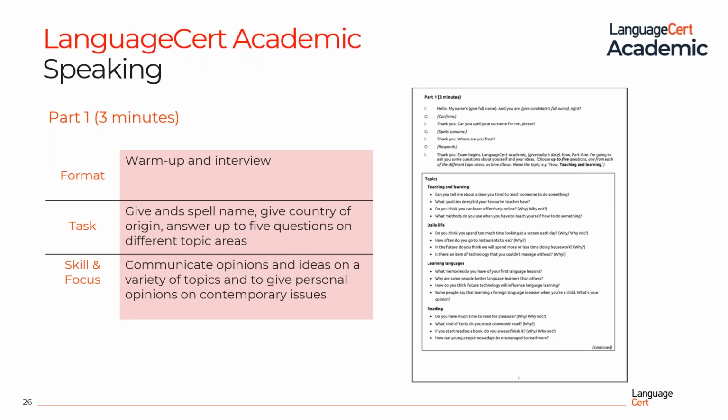Part 1, which lasts 2 to 3 minutes, starts off with a warm-up activity, and candidates are required to give and spell their name and give their country of origin. Then, candidates answer up to 5 questions on different topic areas. Please note that they should expect to be asked to communicate their opinions and ideas on a variety of topics and give personal opinions on contemporary issues.